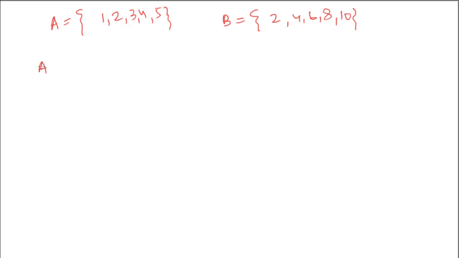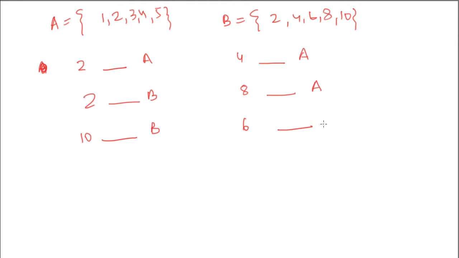The first question is that I can write down 2 dash A, 2 dash B, 4 dash A, 8 dash A, 10 dash B, just to give you an idea, 6 dash B. So now the element 2 is part of set A, is it? Yes. So I would say element 2 belongs to set A. This way we write down epsilon over here, meaning element 2 belongs to set A.